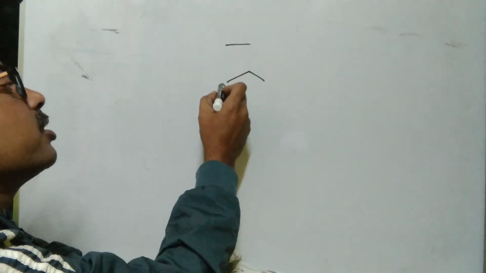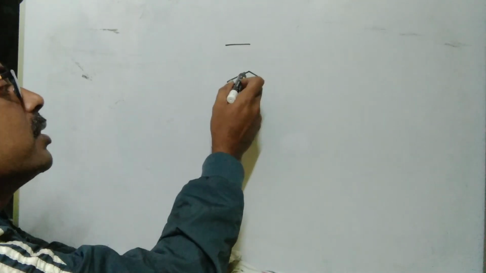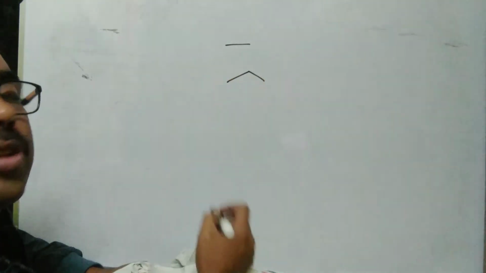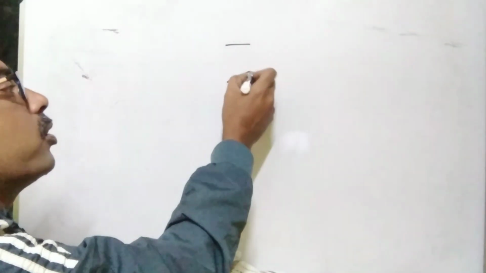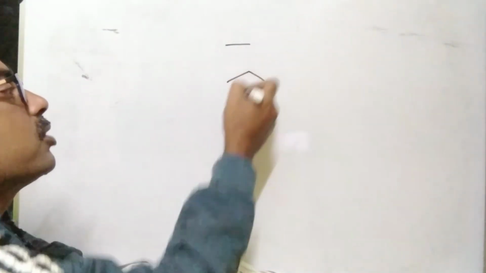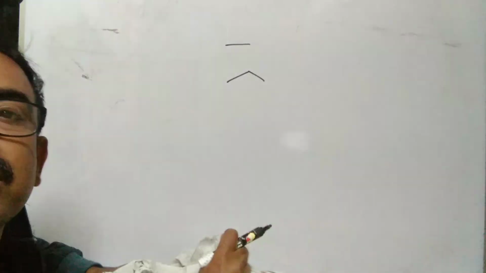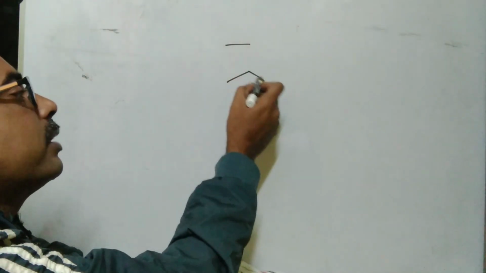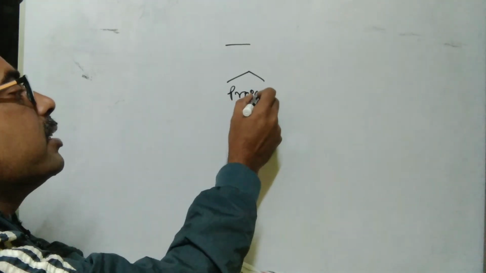Since 3 carbon atoms are there, and one bond is present here, this carbon has made 3 other bonds with 3 hydrogen atoms. Here 2 bonds have been formed, so 2 hydrogen atoms are present, and here again the carbon has 3 hydrogen atoms. So this is CH3, CH2 and CH3. That means the name of this molecule is propane.